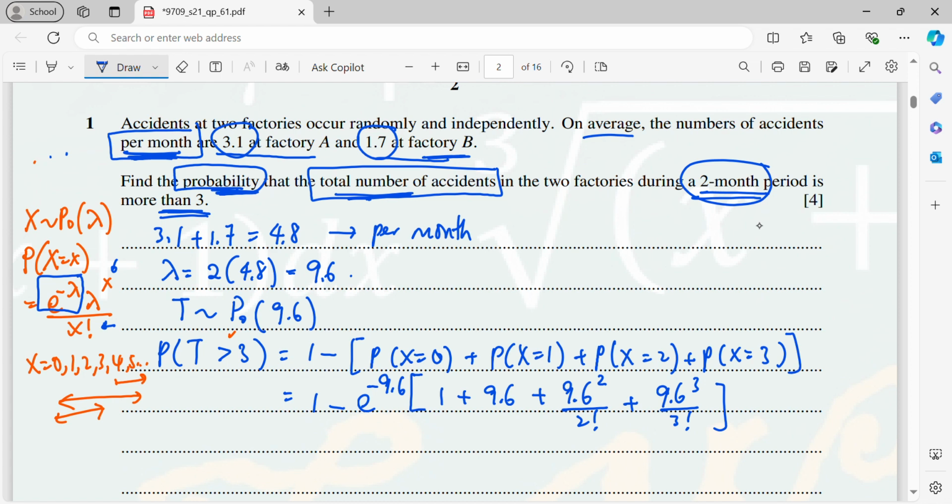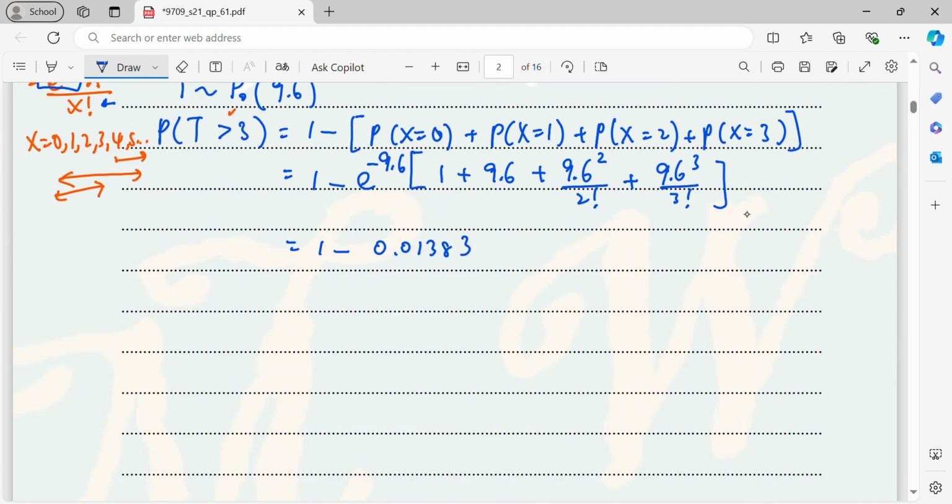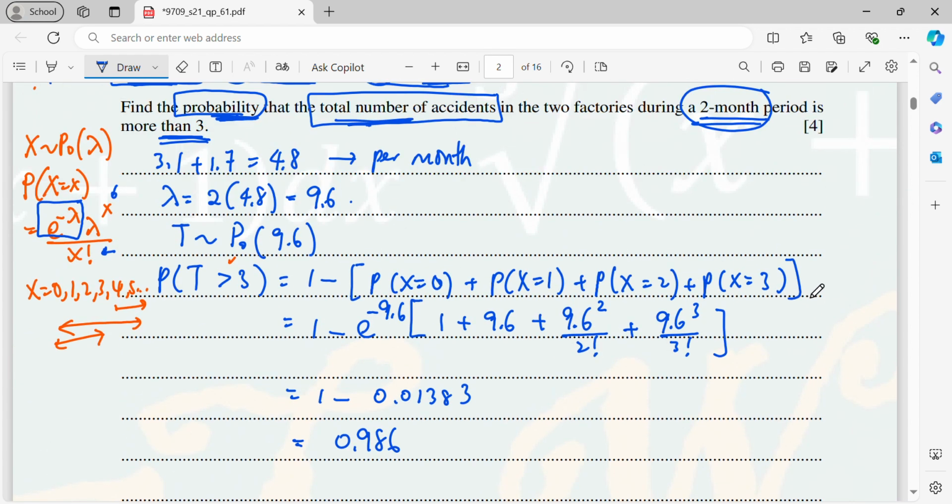Then when you calculate the values of the brackets together with the exponential negative 9.6, you will be getting 0.01383. Then when you calculate this value, that will be 0.986, correct to 3 significant figures. That is the solution for question number 1.